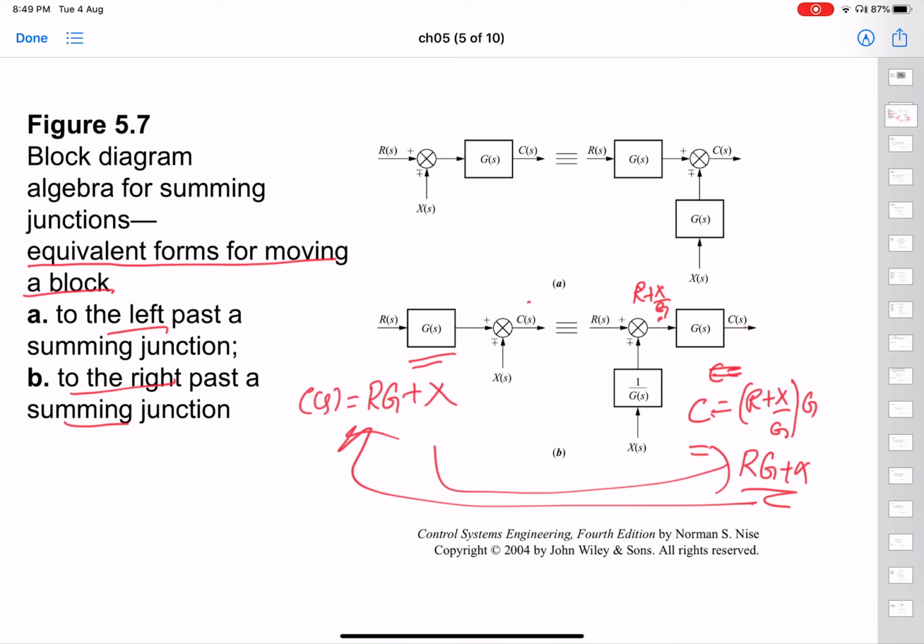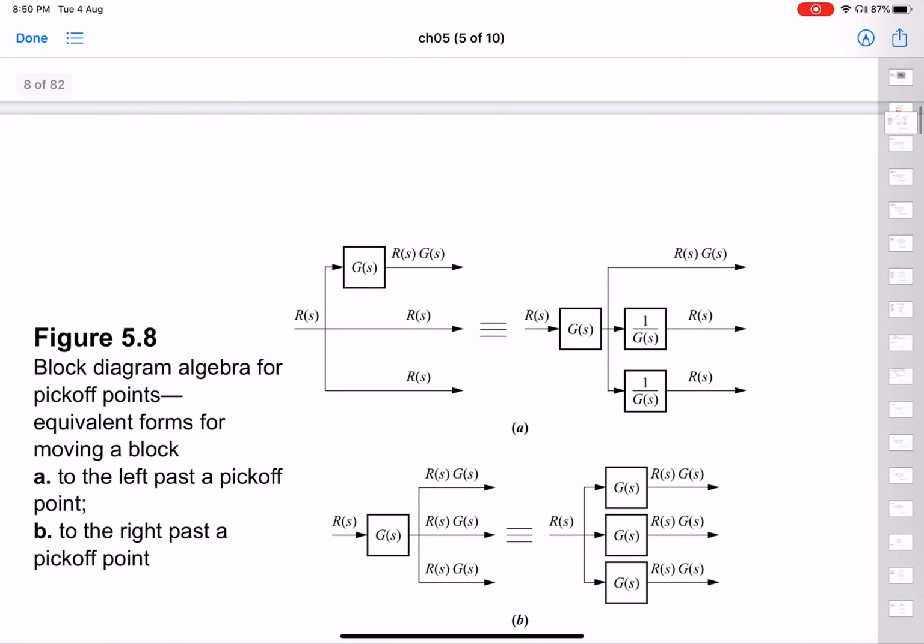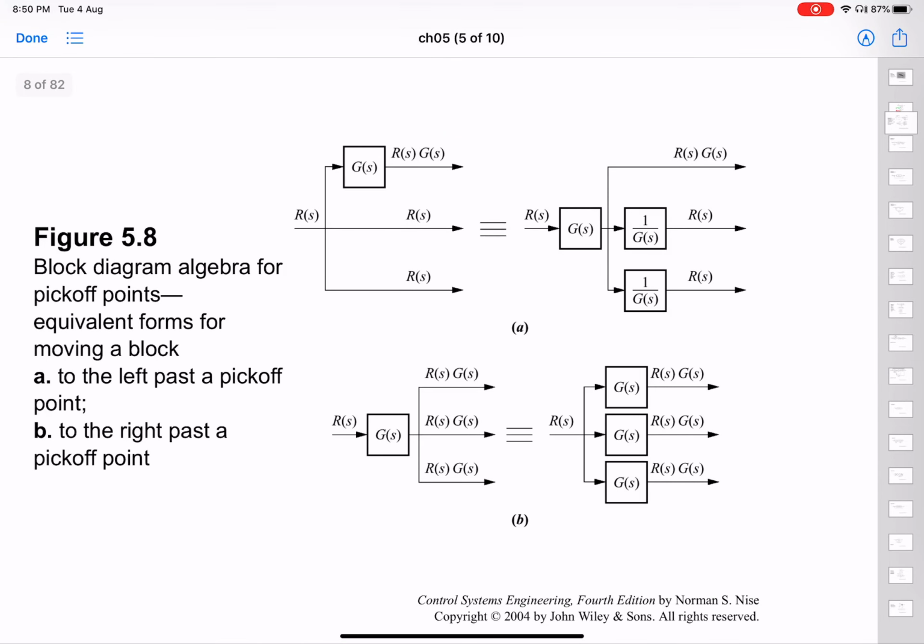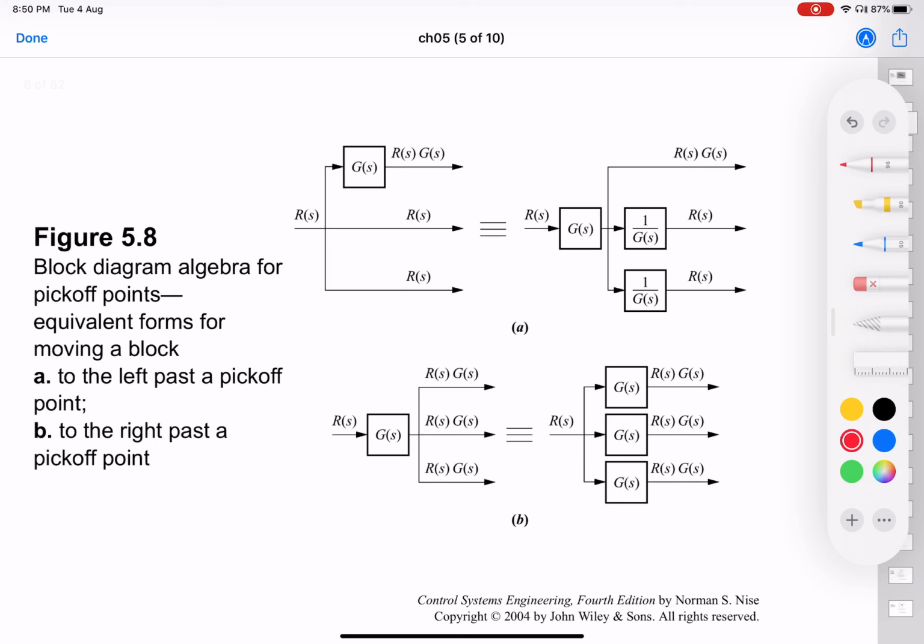So this is if you want to move your block to the left of a summing junction or the right of the summing junction, right? And then you can also do a little bit of manipulation for pickoff points. For example, you have something like this, and you want to convert it to something like this, where you're basically moving this block to the left of the pickoff point.